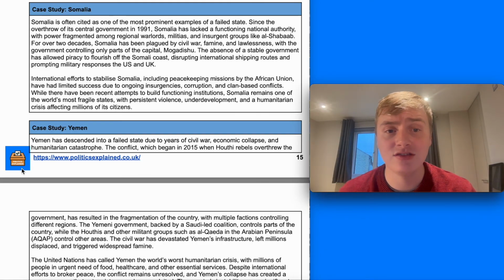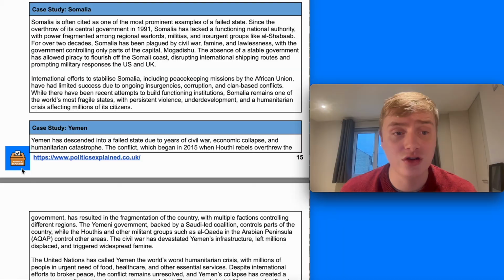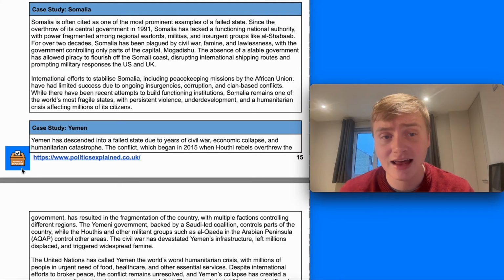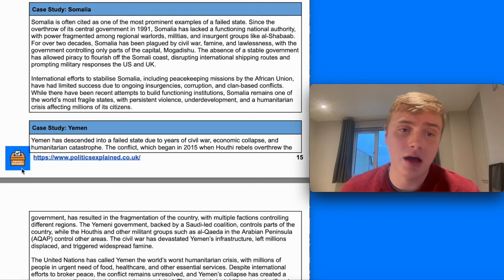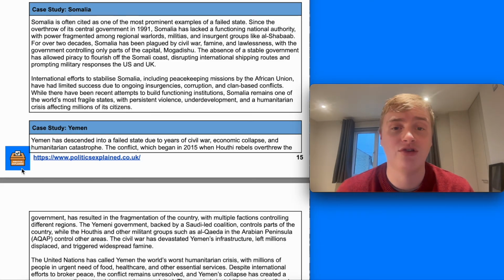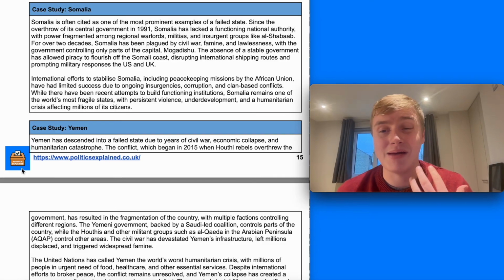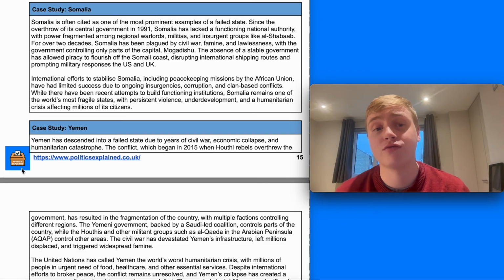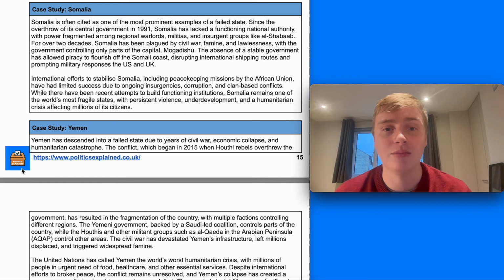International efforts to stabilise Somalia, including peacekeeping missions by the African Union, had some limited success, but there are ongoing insurgencies, corruption, and clan-based conflicts, which have meant that Somalia remains one of the world's most fragile states, with persistent violence, underdevelopment, and humanitarian crisis that affects millions of citizens.